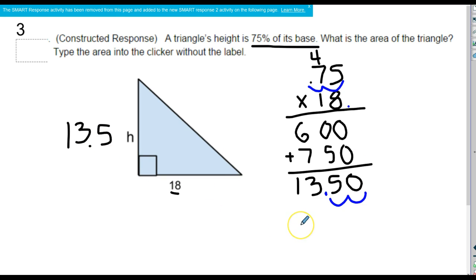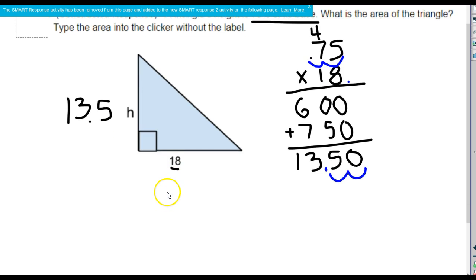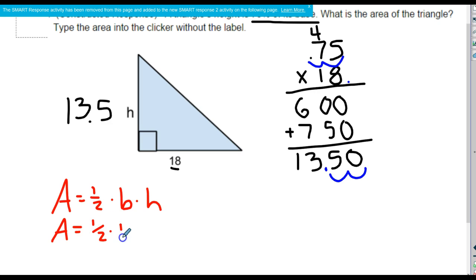Now, I've just done a whole bunch of work, but I actually am just getting started. All I've done is solve for h. Now I can use my area formula to plug in that value. So I know that area for a triangle equals 1/2 times base times height. Luckily for me, I know the base and the height now, so I'm going to plug those numbers in. Area equals 1/2 times 18 times 13.5.